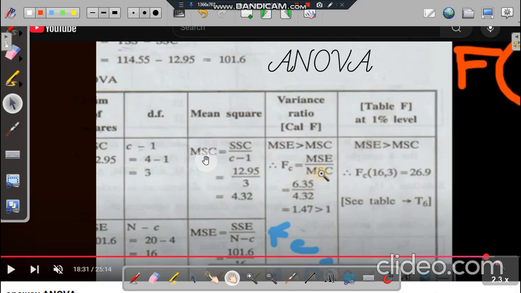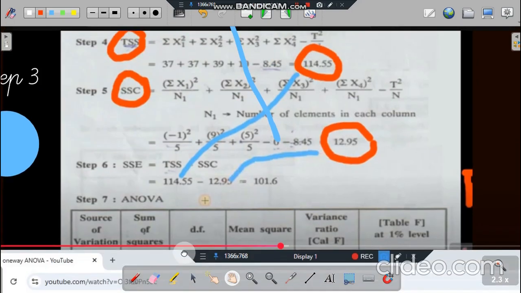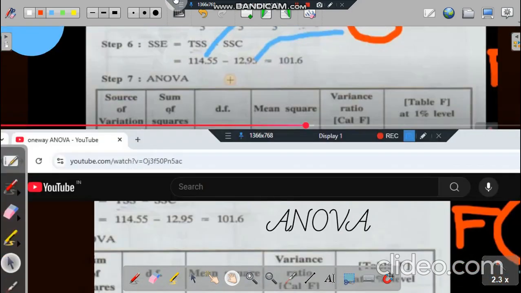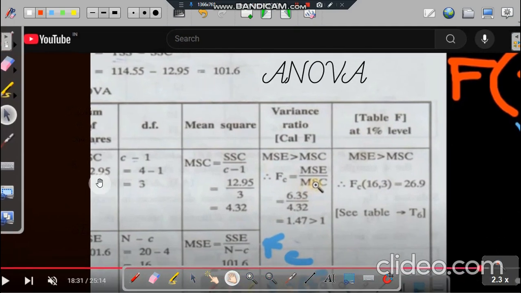Now MSC, mean square column wise, that is what we say MSC. This is the ANOVA table. Already I have told you: sum of squares, degrees of freedom, mean square, variance ratio, F. Here SSC means sum of squares column wise. What's the value? Already we have got the SSC value, 12.95, and that's what we are writing here.